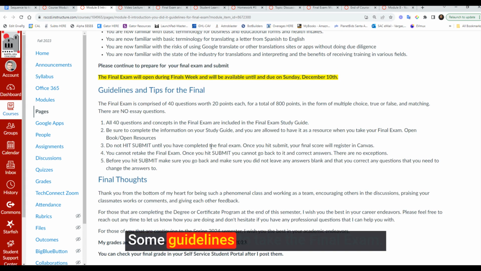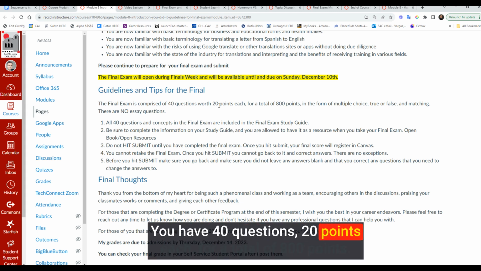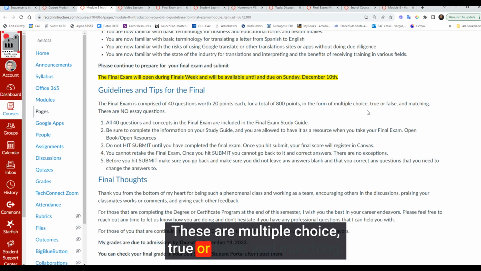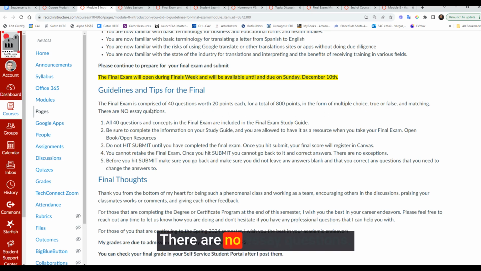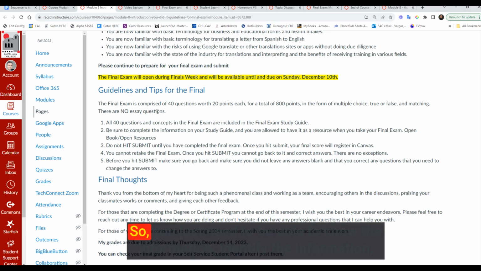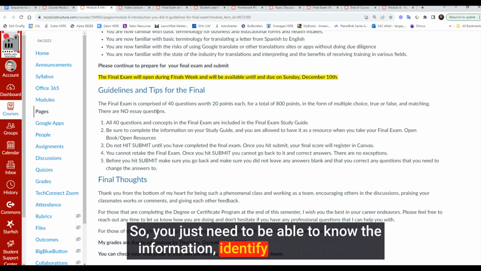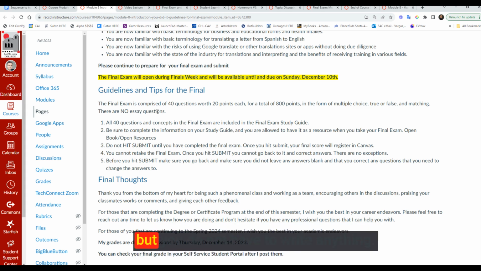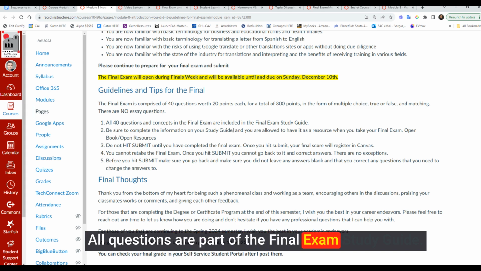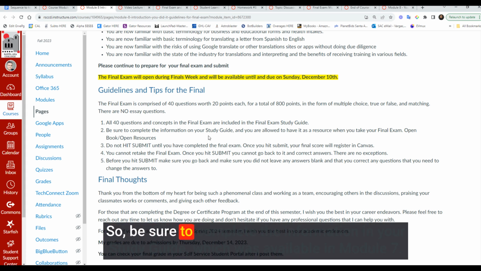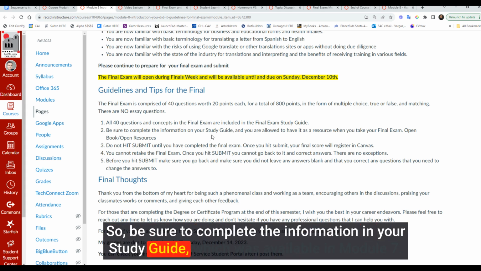Some guidelines to take the final exam. You have 40 questions, 20 points each for a total of 800 points. These are multiple choice, true or false, and matching. There are no essay questions. So you just need to be able to know the information, identify the information, but you do not have to write. And all questions are part of the final exam study guide. So be sure to complete the information in your study guide, which was available in Module 7.